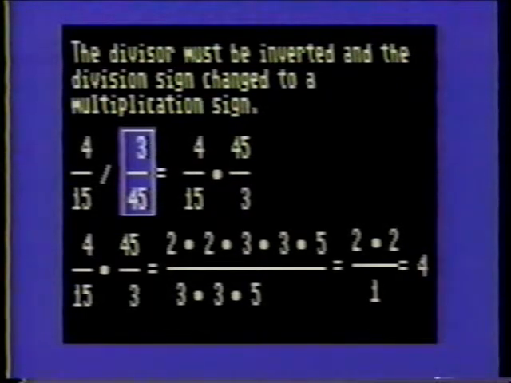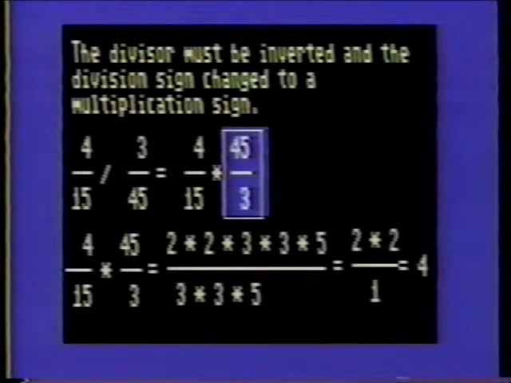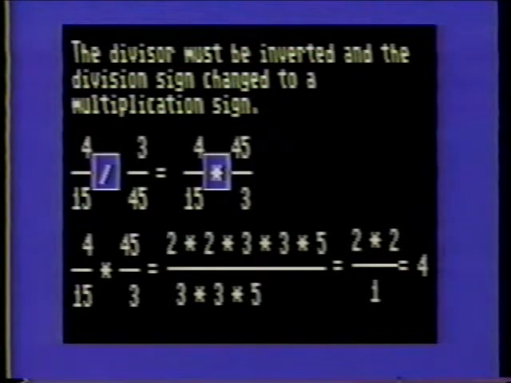In order to divide 2 fractions, the divisor must be inverted and the division sign changed to a multiplication sign. In this problem, 3 divided by 45 is the divisor. When inverted, 3 over 45 becomes 45 over 3. Make sure you remember to change the division sign to a multiplication sign. The equation is now 4/15 times 45 over 3.